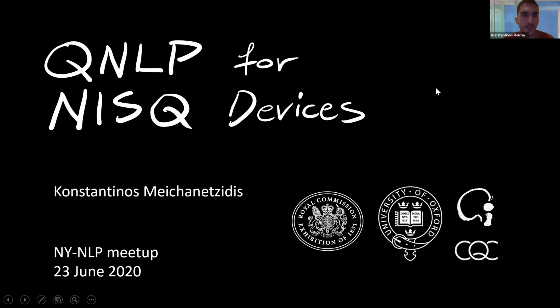So the talk I'm going to give is about quantum natural language processing, as we call it, for near-term devices. NISQ devices is an acronym that is thrown around a lot in quantum computing lately, and basically it means noisy intermediate scale quantum. So it's the devices we have today, and I'm going to talk about what we can do with such devices for NLP, or what we think we can do.